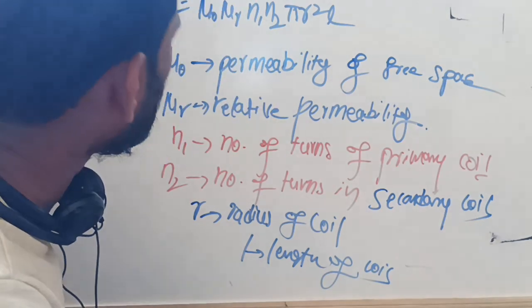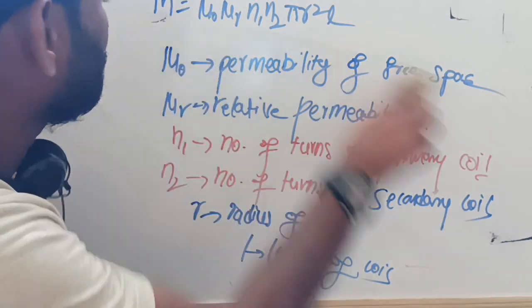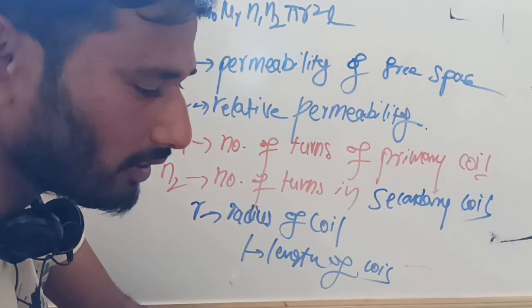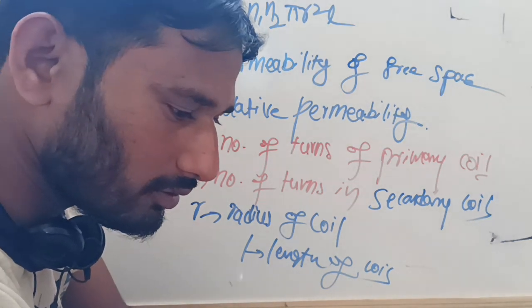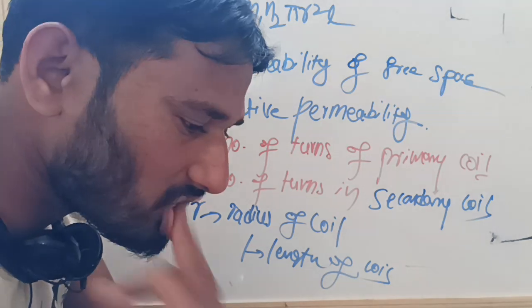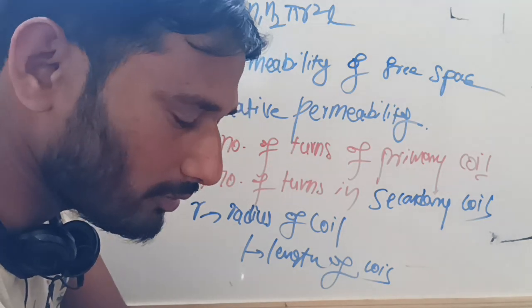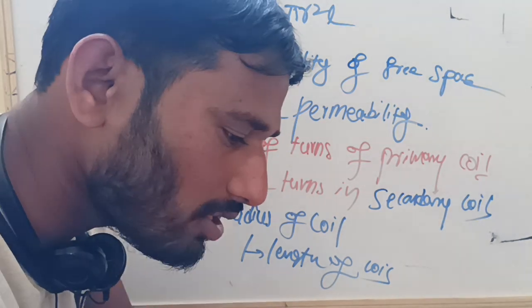So this is the equation: mu naught n1 n2 pi r square, and L. The L will come as A into L. In self inductance, L will come here. L will come here also, in mutual inductance.